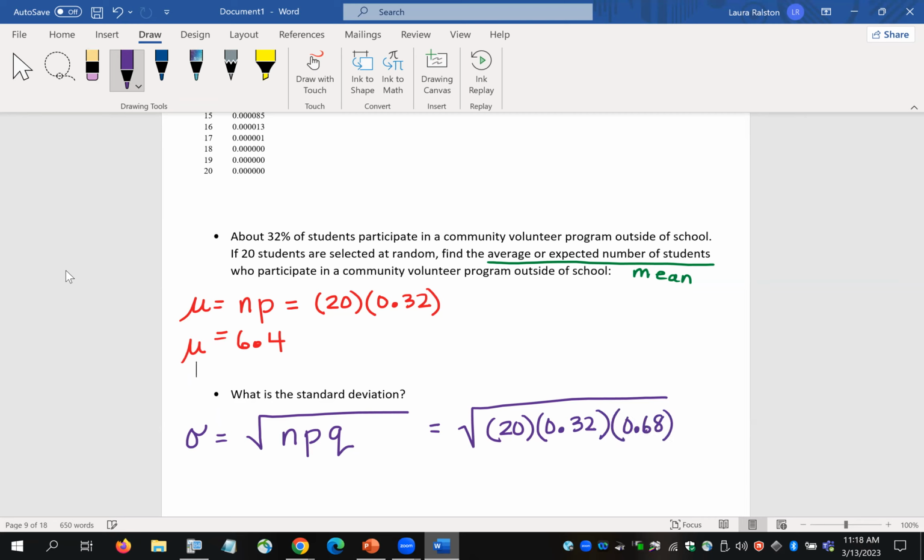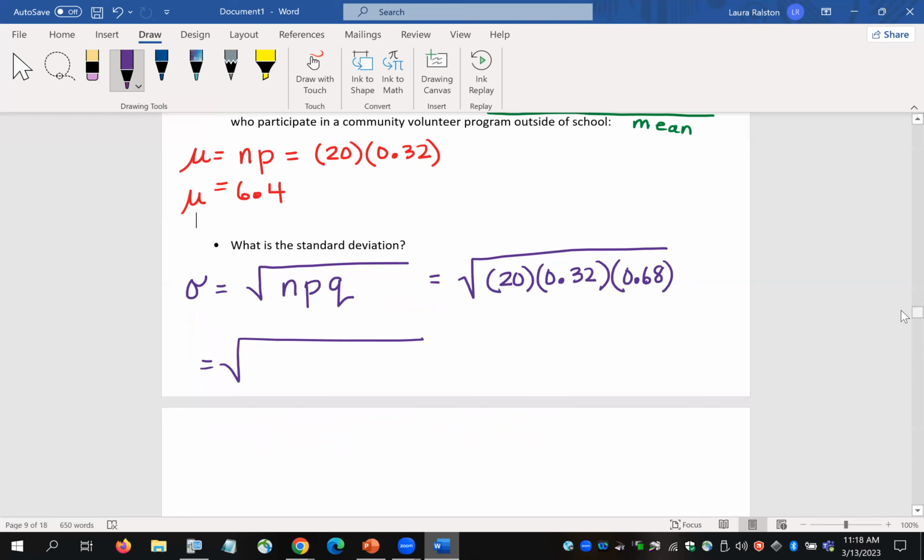So I'm going to multiply all of that stuff underneath the square root symbol. So I do 20 times 0.32 times 0.68, which gives me 4.352. Then I'm going to take the square root of that, and I get 2.0861447. Again, normally we would round to two places, so that's going to take us to about 2.09.